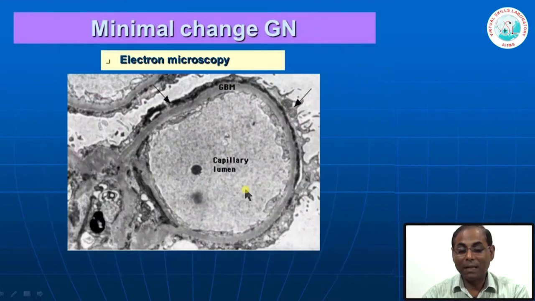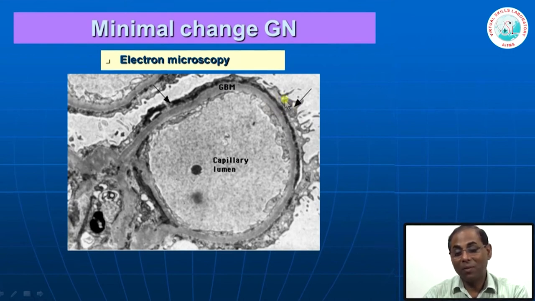And basically, when you see under electron microscopy, in light microscopy there is no change, that is why we called it minimal change disease or no change disease. But the changes can be seen in the electron microscope. If you see the electron microscope, this is one of the capillary walls at high power, and you can see the glomerular basement membrane and these are the fenestrated endothelial cells. On the other side, we are supposed to see the podocytes.